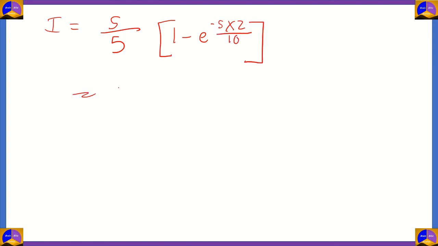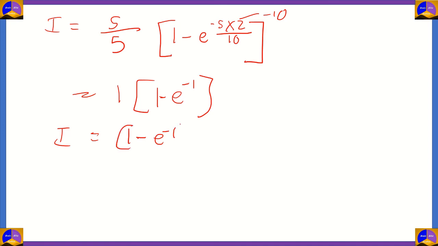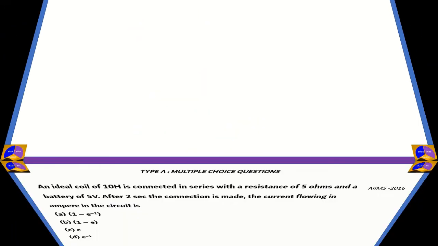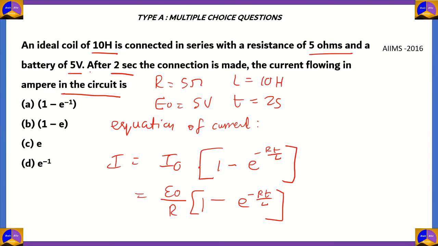So 5 and 5 gives you 1, and inside the bracket it's 1 minus e raised to, minus 5 into 2 is minus 10, minus 10 divided by 10 is minus 1. So the value of I is now reduced to the equation 1 minus e raised to minus 1. And if we look at our options, you can find that option A is the right option.